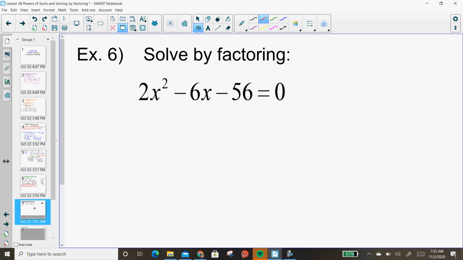Okay, and one last example on this before we move on to the other lesson. Solve this by factoring. What should we always look for first on anything that's factoring? We're going to look for a GCF. Well, actually, I should have said first we make sure it equals 0, which it does. Then we look for GCF. This one, the GCF, is going to be 2. So we pull that out in front.